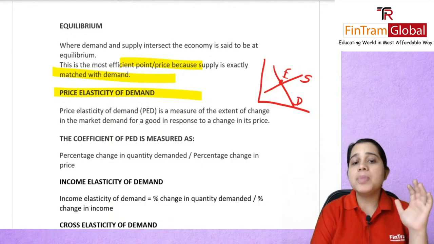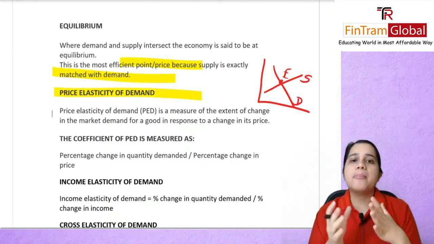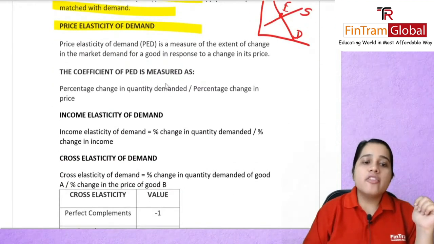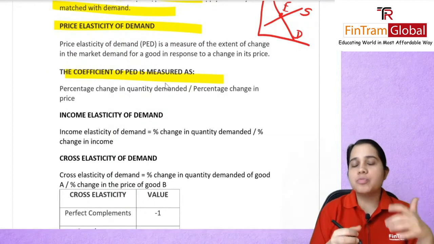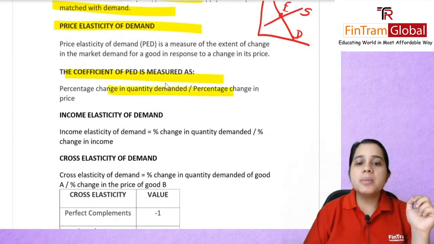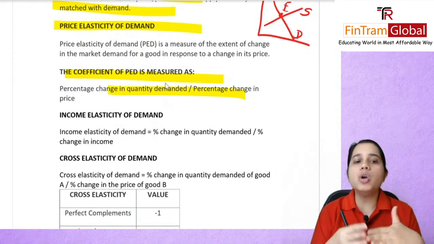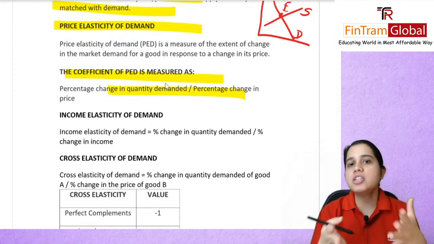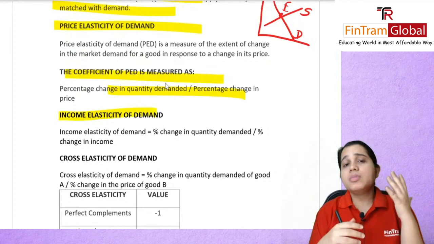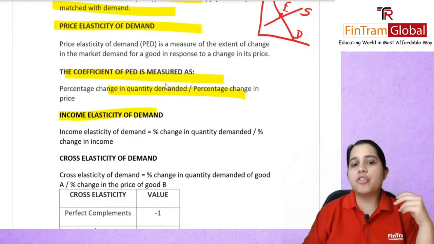This was basically a measure of the extent of change in demand when you compare it to a change in price. Then you have your coefficient of PED. The formula was basically percentage change in quantity demanded divided by percentage change in price. By doing that, you can find the coefficient of PED, that is your price elasticity of demand. You have your income elasticity: percentage change in quantity demanded divided by percentage change in income now, instead of price.